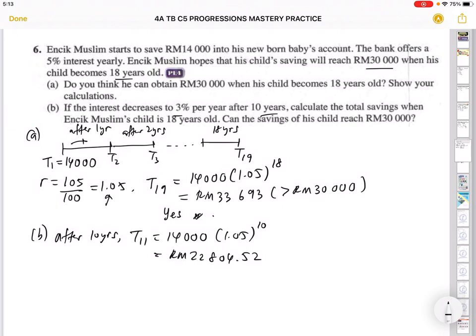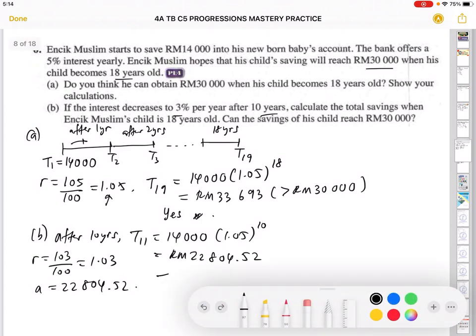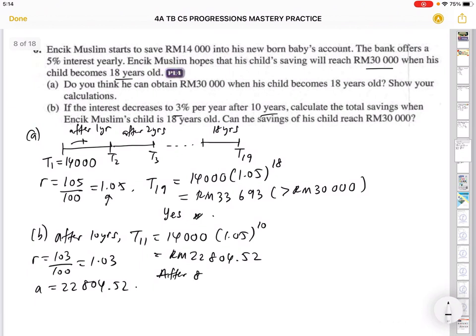But after 10 years, right, the interest rate has reduced to 3%. So your R is now 1.03. And we have to count for the next 8 years, what is the amount of money that he will have. But your A will be based on 22,804.52. Okay, and after 8 years, let me write, after 8 years, it will be T9. Now this is based on 22,804. This is the amount that you have at the end of 10 years.